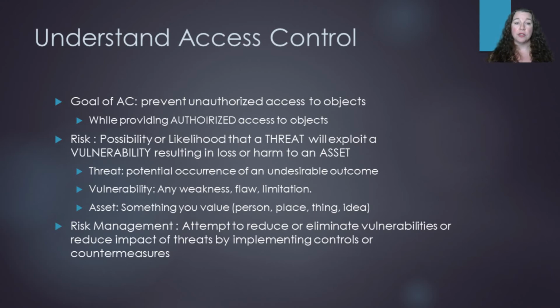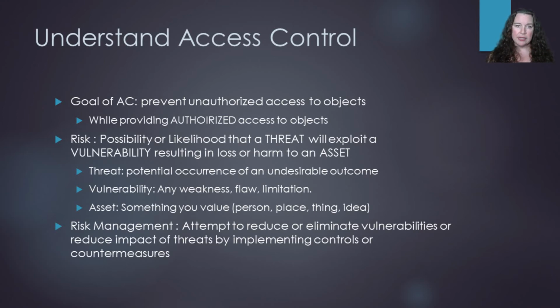The goal of access control is simply to prevent unauthorized access to objects while still providing authorized access to objects for people who are allowed to have it. We want to make sure that there's that access or availability part of our CIA triangle, so that if I'm supposed to be getting access to this file, I can get it. But if I'm not supposed to have access, I want it to be able to stop me.